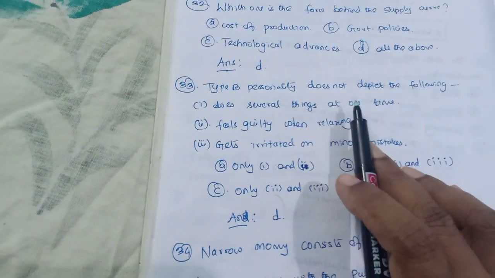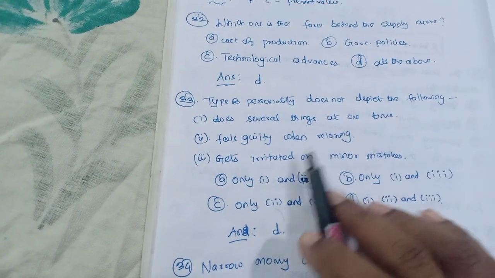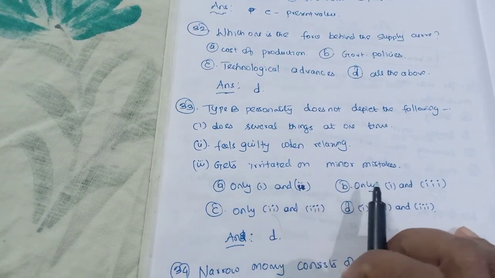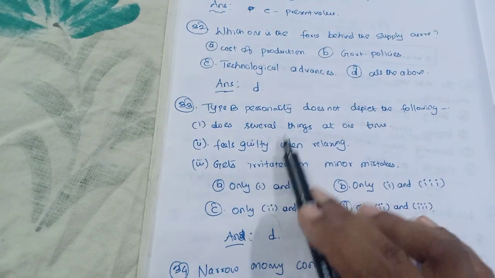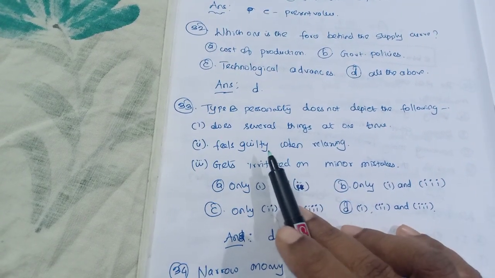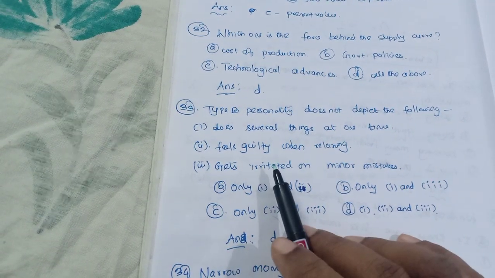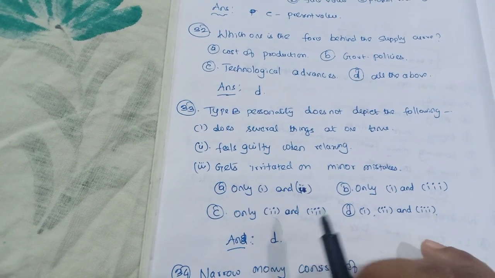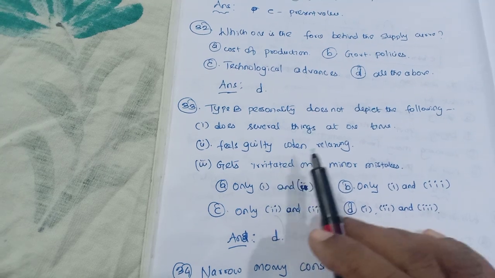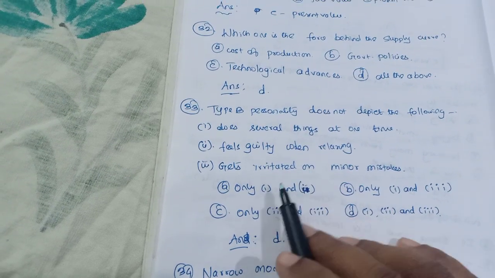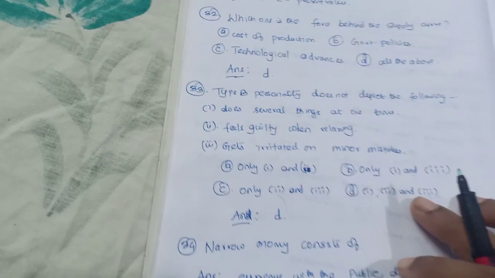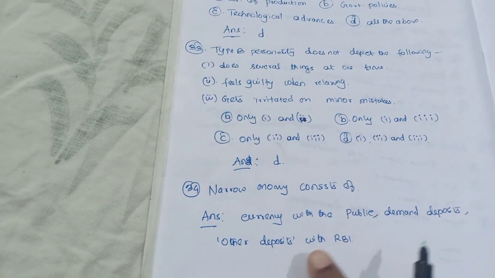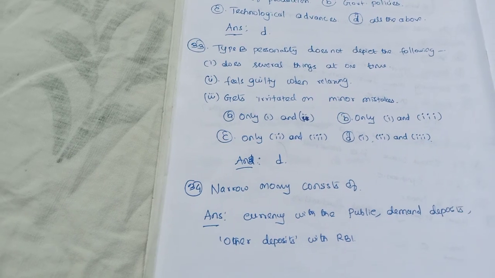Next one, type B personality does not affect the following. Does several things at the same time, feels guilty when relaxing, gets irritated on minor mistakes. Our option is all these three. Type A personality, he is doing everything in a prompt way. But type B personality does several things at one time, feels guilty when relaxed, gets irritated on minor mistakes. Next one, narrow money consists of currency with the public, demand deposits, other deposits with the RBI. This is a direct question, friends.